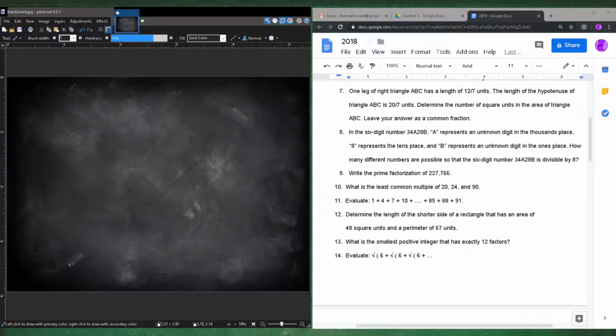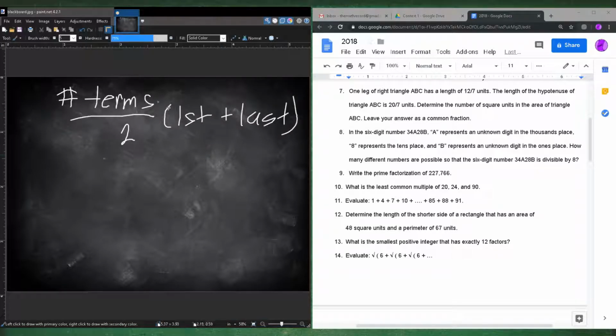So an easy way to do this, instead of adding every single number by hand, is to use the formula to find the sum of a sequence, which is basically the number of terms divided by 2, times the first term plus the last term. That's the formula for the sum of a finite arithmetic sequence. Finite means it ends somewhere. So it ends at 91, it doesn't go on to infinity.